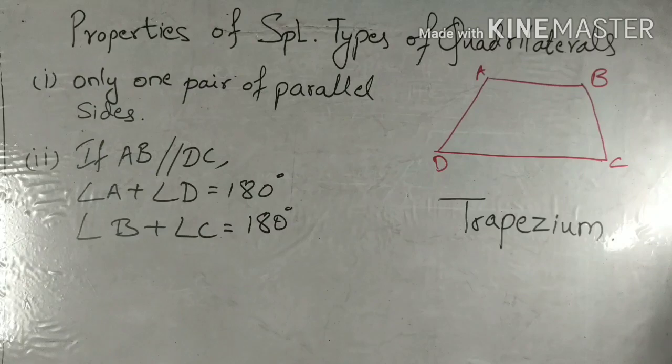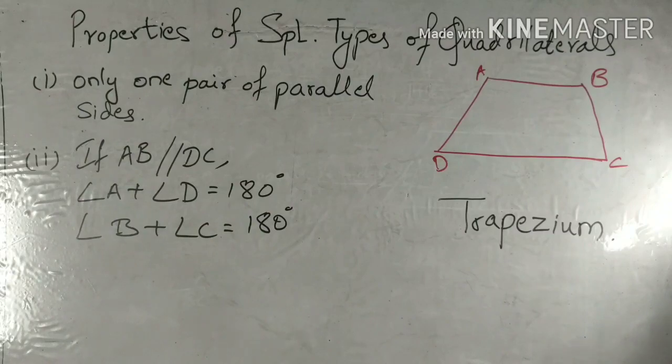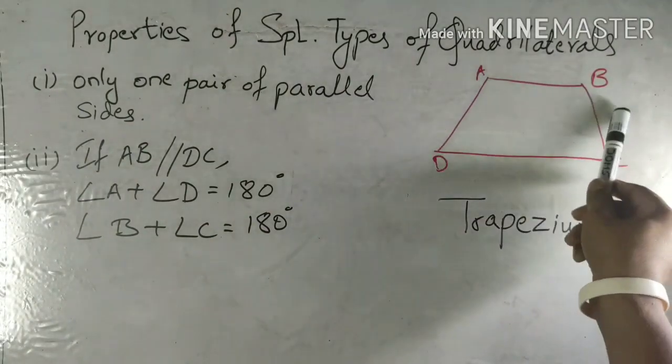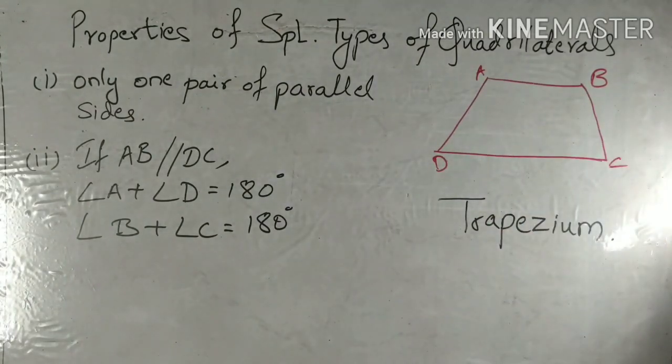If a quadrilateral has only one pair of parallel sides, that is, AB parallel to DC, and these opposite sides are not parallel to each other, only one pair of parallel sides, this quadrilateral is called a trapezium.